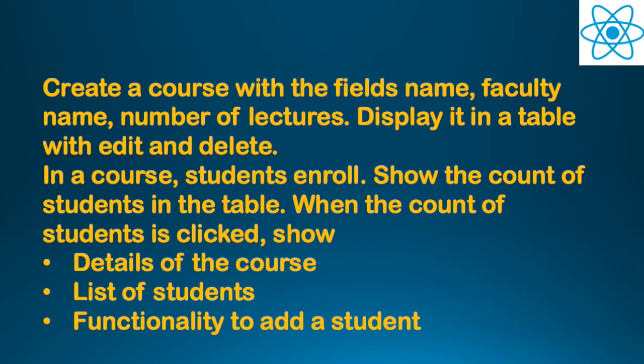Now the second part of this exercise says, in a course, students enroll. Show the count of students in the table. So in the table that we are showing here with the courses, we need to show the count of students. And when the count of students is clicked, show details of the course, list of students, and functionality to add a student.